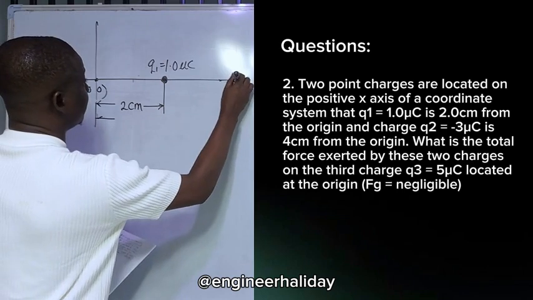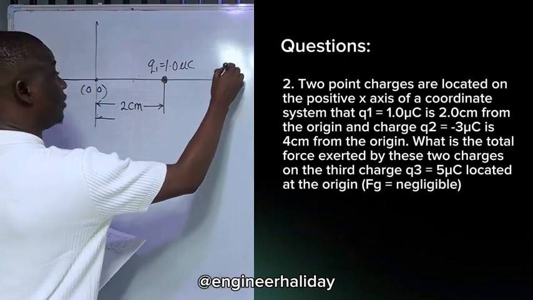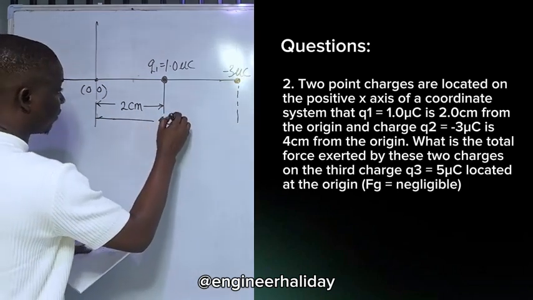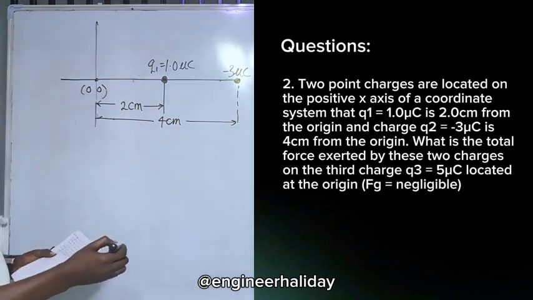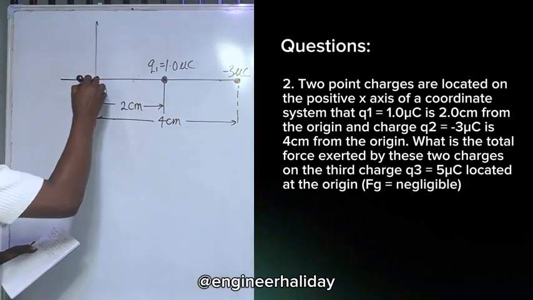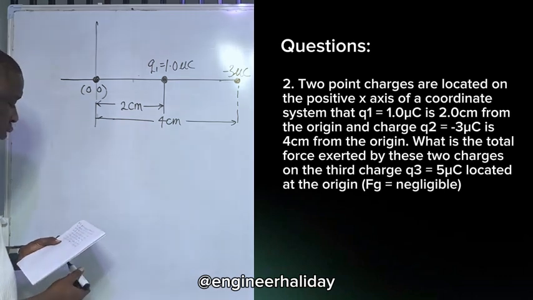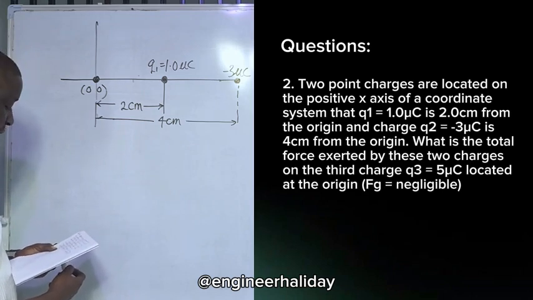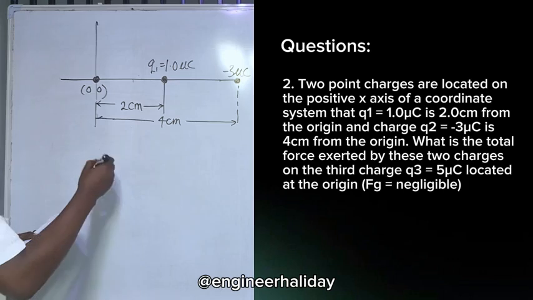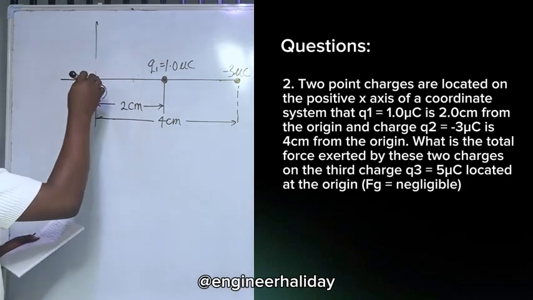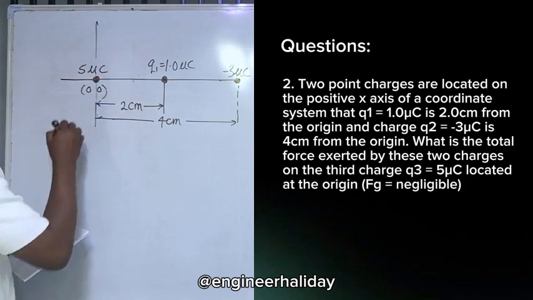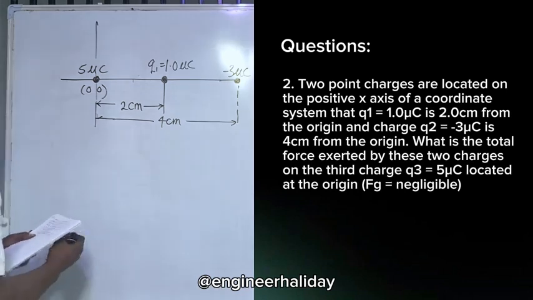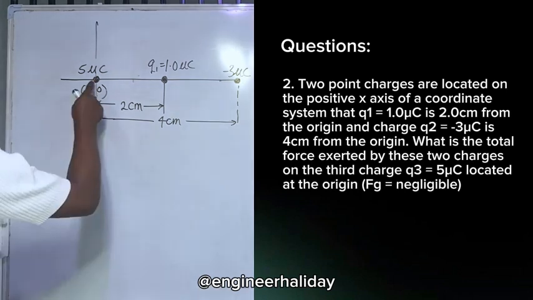Q2 is minus 3 microcoulombs, 4 centimeters from the origin. Now this is the origin. What is the total force exerted by these two charges on the third charge Q3, which is equal to 5 microcoulombs, located at the origin? So now we can go ahead to analyze.